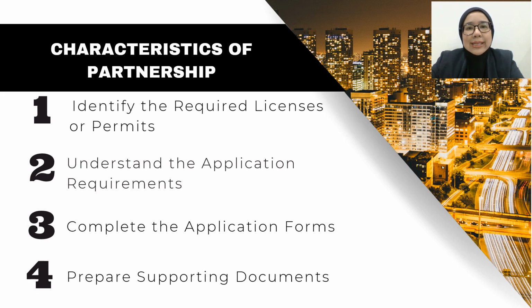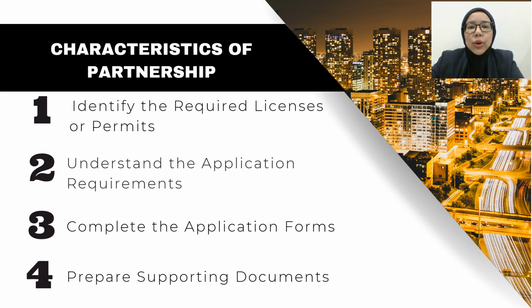Second one, understand the application requirements. Obtain information about the application requirements, including documentation, fees, forms, and any specific criteria or conditions for eligibility. This information is typically available from government agencies, regulatory bodies, or local authorities responsible for issuing licenses or permits.